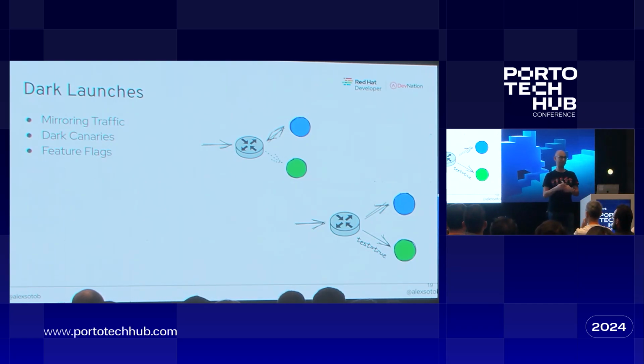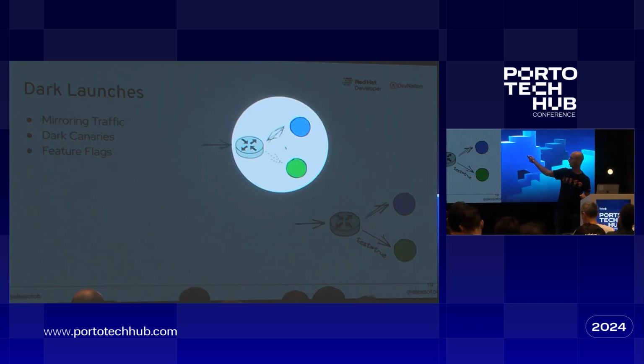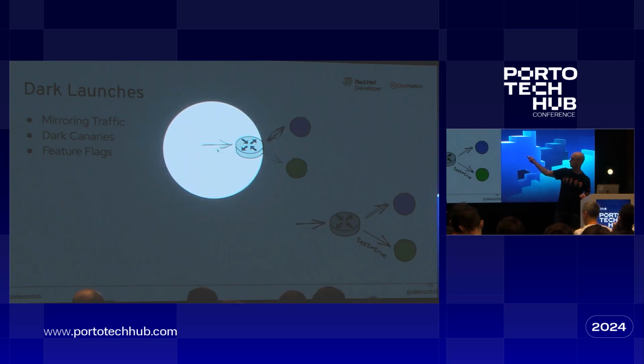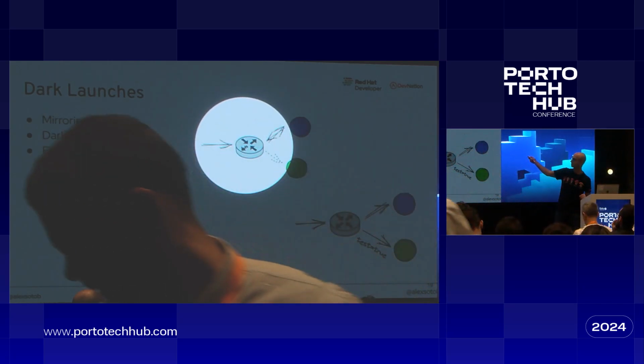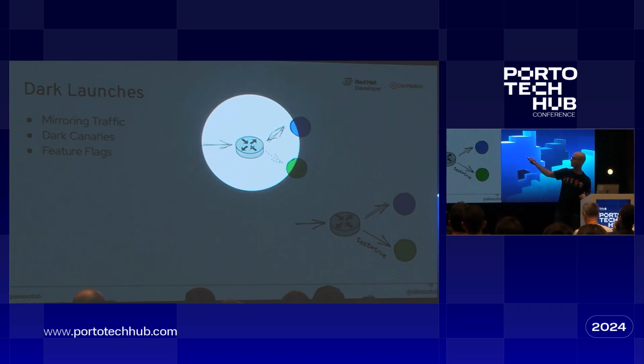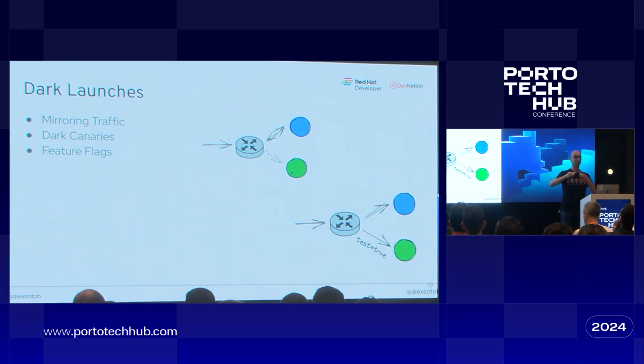Google and Amazon created a set of techniques that are under the umbrella of dark launches. Basically, dark launches are techniques that let you test your application in production without the end user noticing it, right? For example, the first technique is mirroring traffic. Mirroring traffic is a technique where you've got, again, two versions, the old one and the new one, and I receive a request, and the router sends the request to the old version and also to the new version. I'm just duplicating the request to both systems.